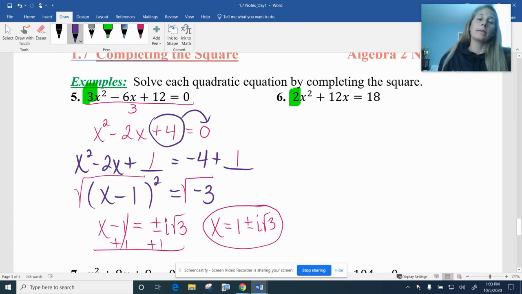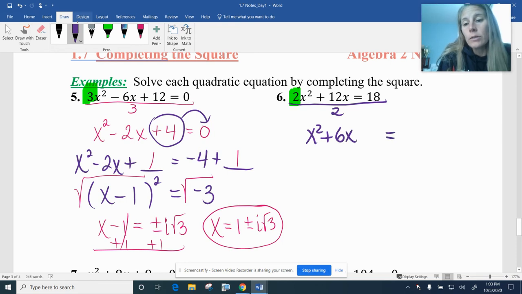Okay, now number 6, again, first thing we need to do is divide everything by that coefficient of the x squared. In this case, it's a 2. So that's going to leave us with x squared plus 6x, and on the other side of the equal sign, we have a 9. Now, at this point, normally we would move over that c value to the other side, but it's already moved over, so we don't have to worry about it.